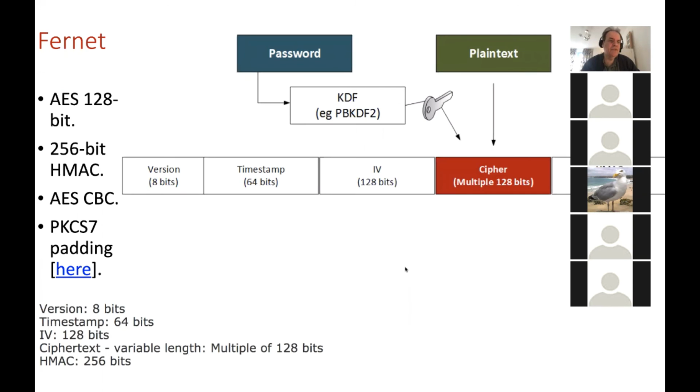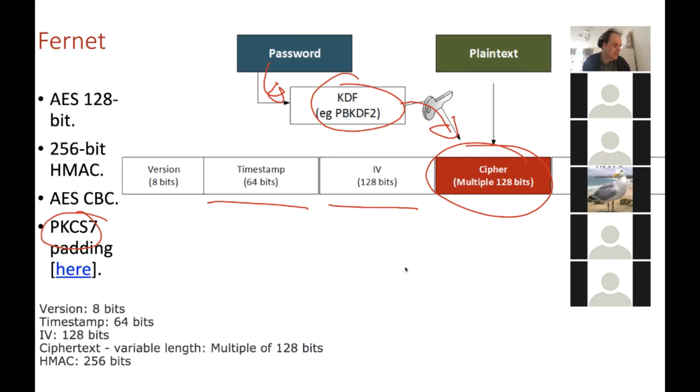It uses AES encryption, and we use a key derivation function like PBKDF2 to slow down the possibility of hashcat cracking the token. Then that key goes in, and it will create multiples of 128 bits for the size of the token. Then there's the timestamp and IV, we use a standard padding method if required, and then we have our HMAC at the end.